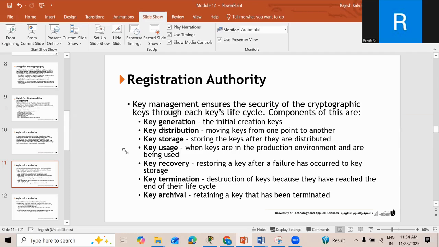Key archival: retaining a key that has been terminated. Sometimes the key has been terminated, but we want to retain the same key. For that we have key archival.